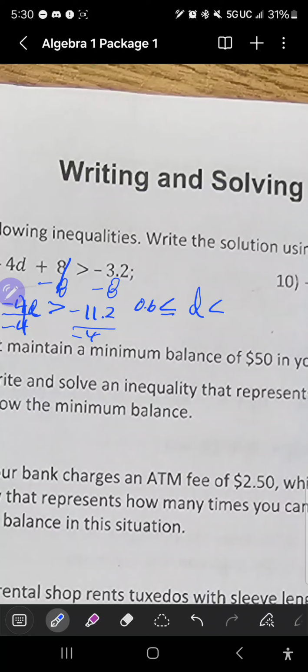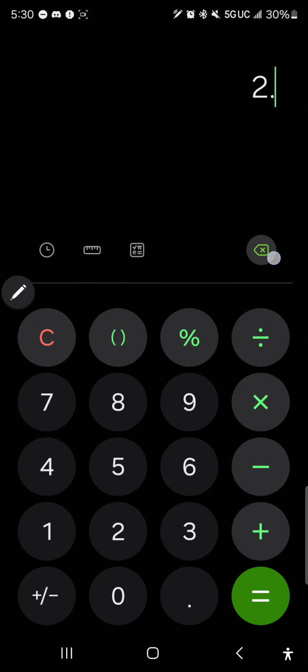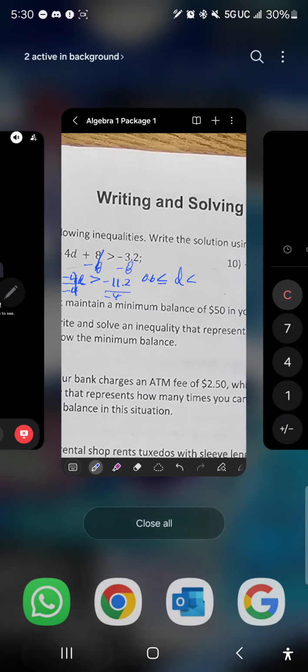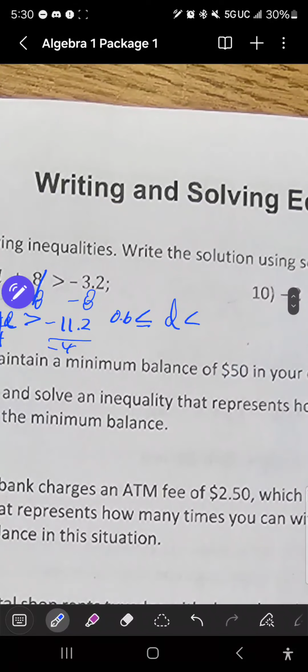Now 11.2 divided by 4. They both are negative, so we also know that our result is going to be positive. I think it is 3.8. I'm not sure. Divided by 4. Oh, 2.8. I'm sorry. So this is our result.